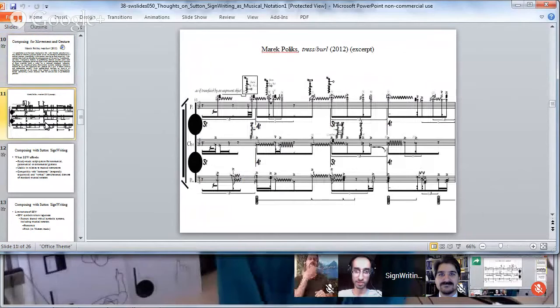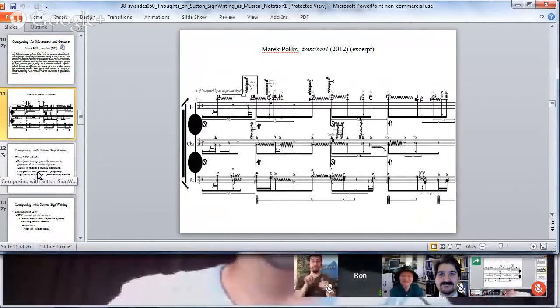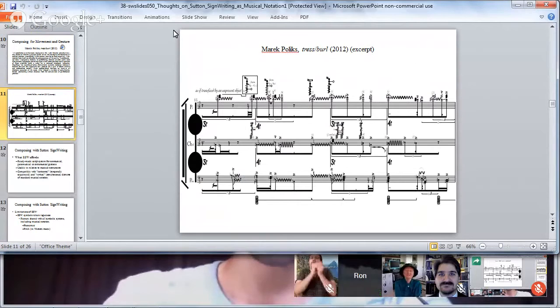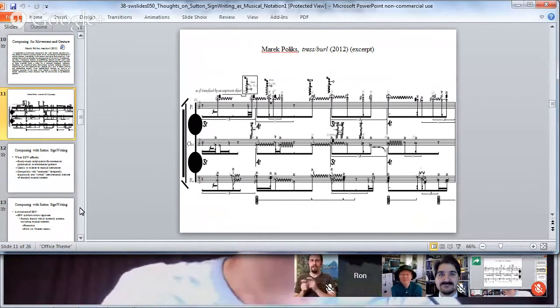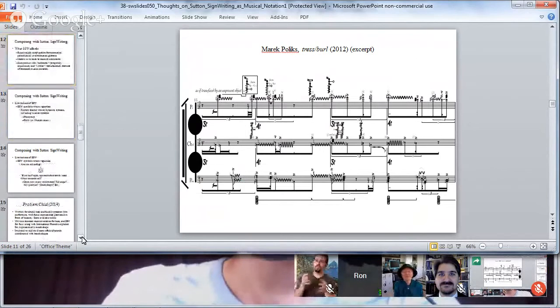Very interesting, though. I had no idea. So this is not standard notation, is it? Well, this is a heavily modified form of standard notation, and he provides extensive instructions for how this is to be interpreted, with significant additional information.